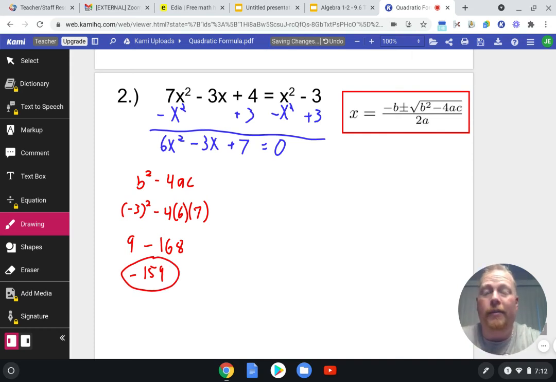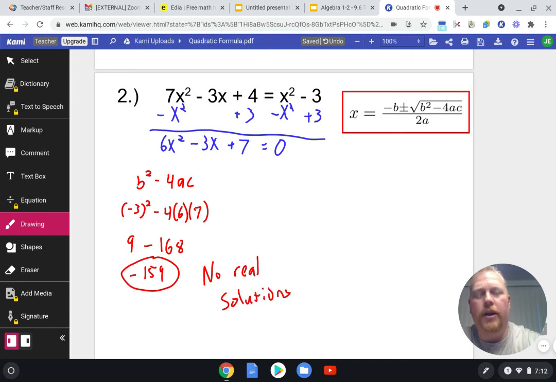Now, here's the thing. Because the discriminant is negative, I know there's going to be no real solutions. So here's where the discriminant pays off. There's no point in doing any more work. I already know there's going to be no solution. So let's just move on to the next problem.